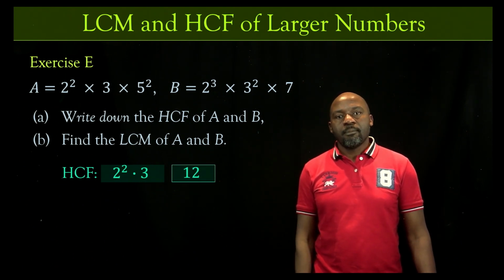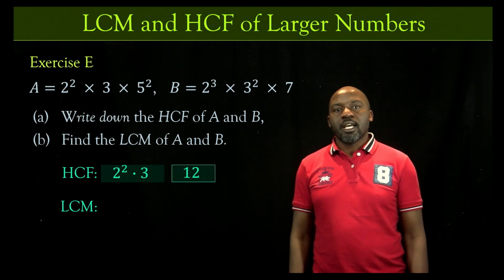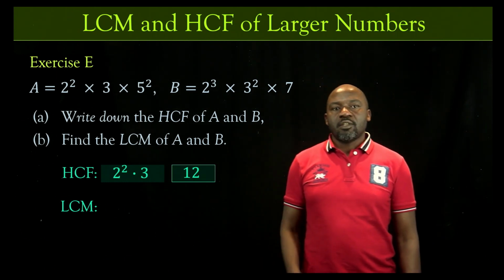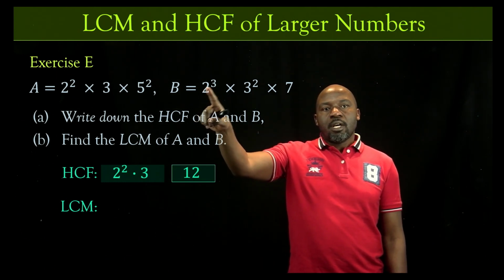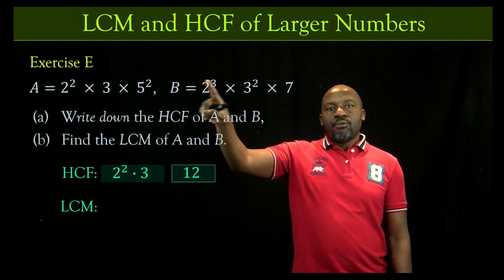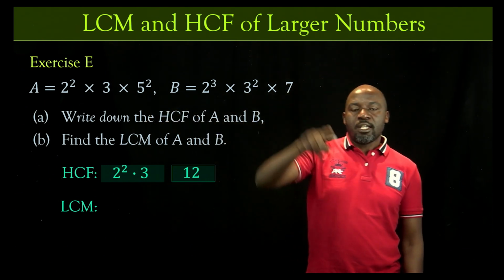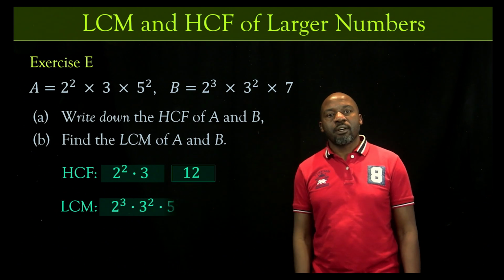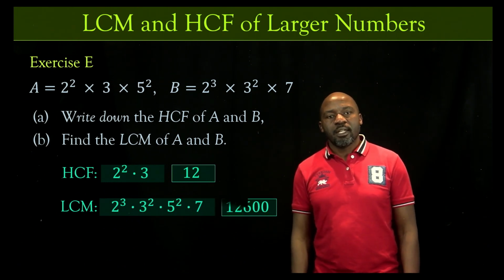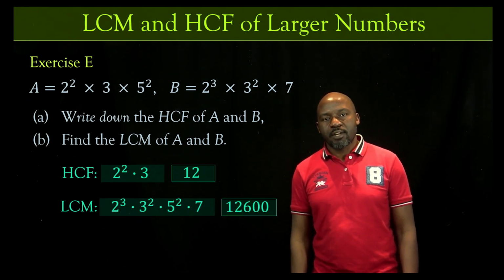What about the LCM? For the LCM, now we take the highest powers, and the highest powers are 2 power 3, 3 power 2, 5 power 2, and 7 power 1. So we have to take all of those, and the answer is going to be 12,600.